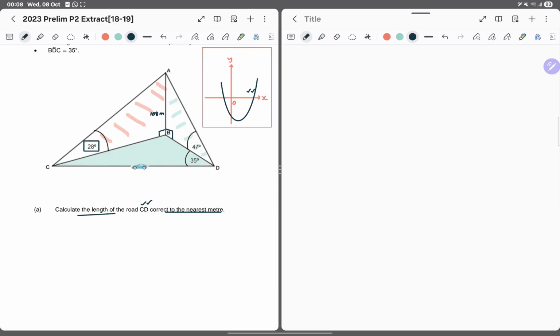Now we need to find the greatest angle here. When will we have the greatest, basically, what do you call this thing? When will we have the greatest, oh my God, the greatest angle of elevation?